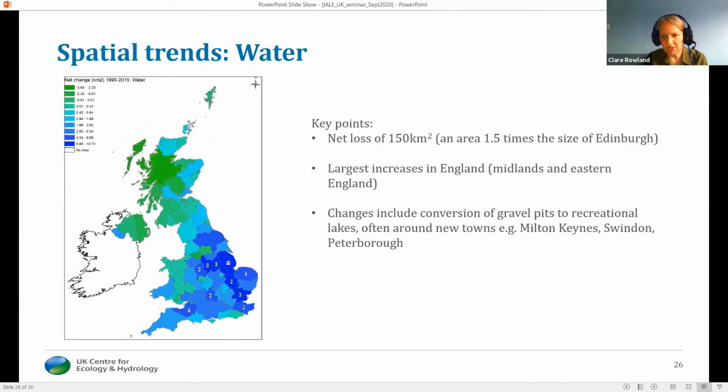We also saw an increase in water. It's a lot smaller than the increase in woodland. So just linking back to the other work, we've got a net increase of 150 kilometres squared, which is an area about 1.5 times the size of Edinburgh, to link into the Edinburgh work. The largest increases are in England, the Midlands and Eastern England. And quite a lot of these changes are around the new towns like Milton Keynes that we looked at earlier, but also Swindon and Peterborough, where you have old gravel extraction quarries that have then become recreational lakes.